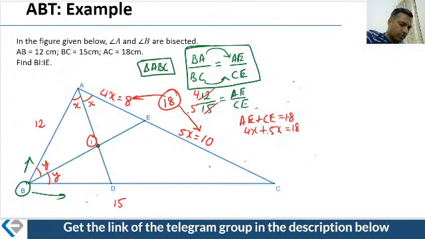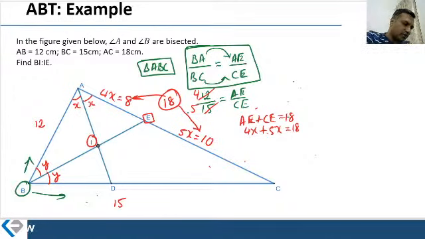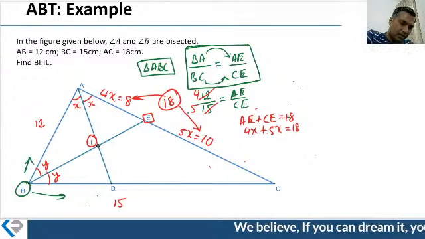Good. Solid. That's what the point E is trying to do. Point E is trying to split this 18 units into 8 and 10 units. 8 units on one side and 10 units on the other side. Very good. So let's go further. Let's apply the angle bisector theorem in another triangle.